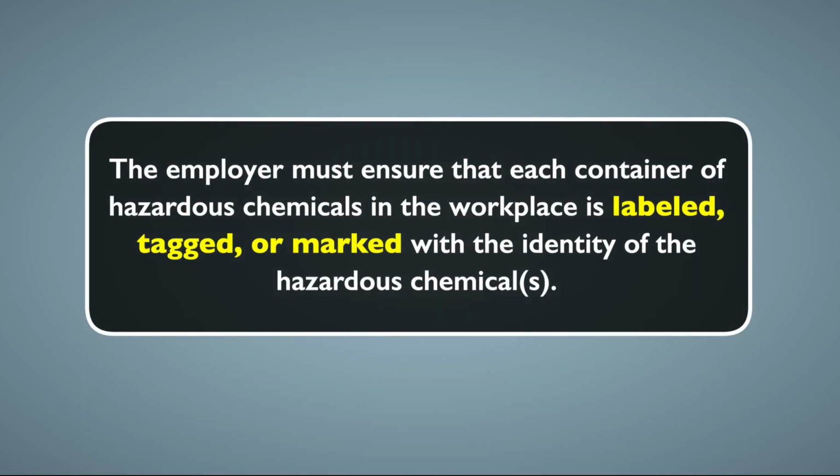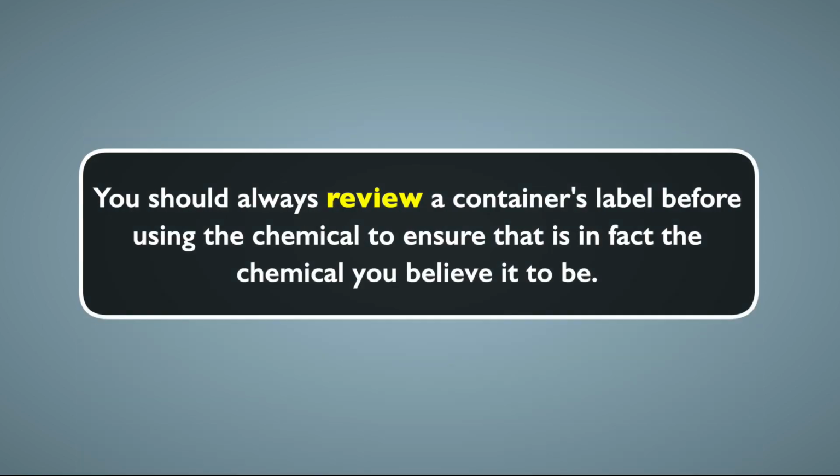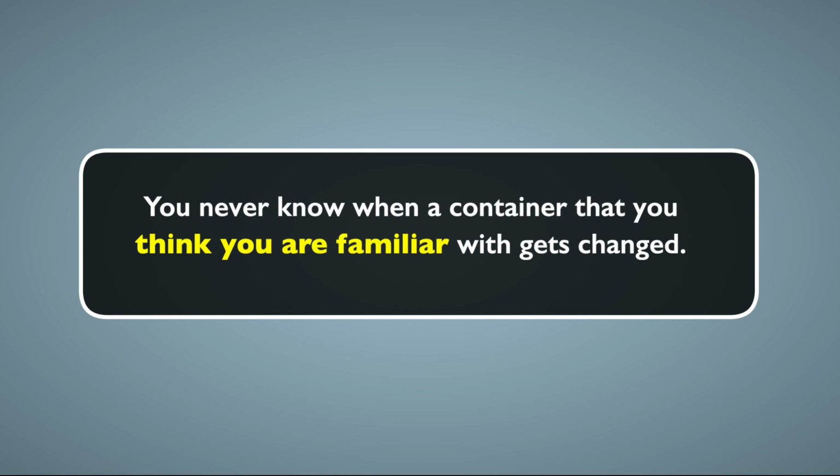The employer must ensure that each container of hazardous chemicals in the workplace is labeled, tagged, or marked with the identity of hazardous chemicals, and must show hazard warnings appropriate for employee protection. You should always review a container's label before using the chemical, to ensure that it is in fact the chemical you believe it to be. You never know when a container you think you are familiar with gets changed.